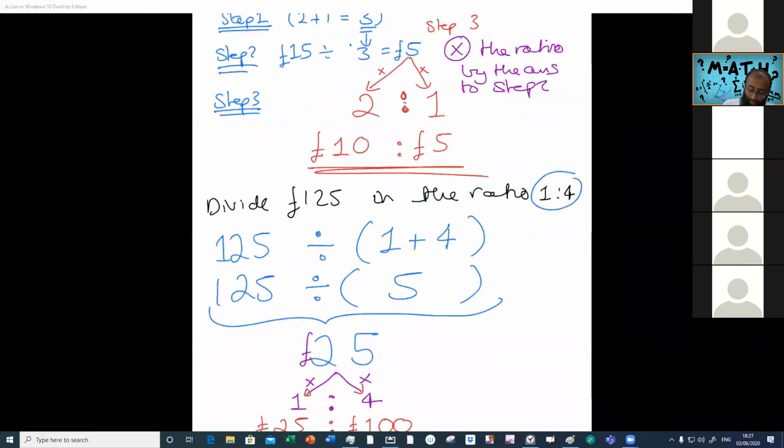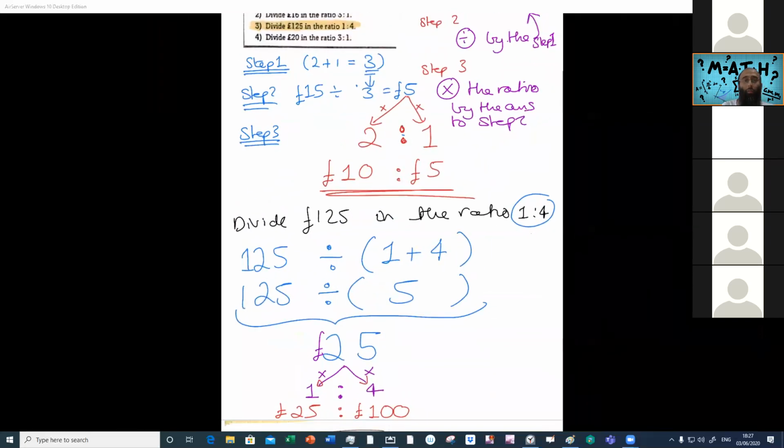So let's put it together. That's the original way I showed you at the top, and that's the second way. The second way is much more compact. So £125 divided by the ratio added up, and then times it by the ratio, job's done. So we have a division, an addition, and a multiplication. Do whichever way is easier for you, the top method or the bottom one.